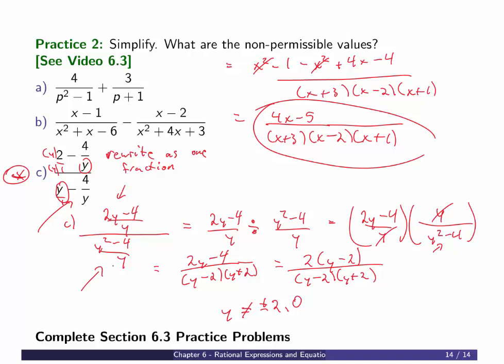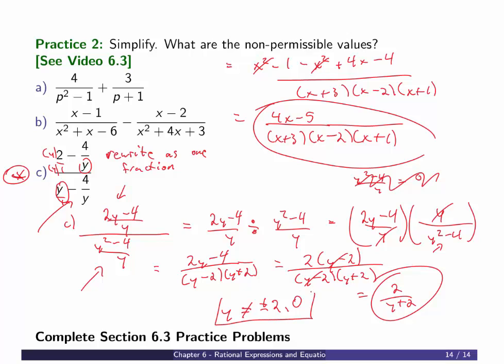Y can't be 0. I'm really looking at this guy right here, y squared minus 4y, and if you set that to be 0, okay, that's where a lot of problems can occur. Okay, so from here, y minus 2 cancels, and therefore 2 over y plus 2. That is your solution. Okay, and here are your non-permissible values. Okay, so that's basically it. So it's pretty straight up procedure. Just find the LCD and go from there. So work on the practice problems and then head on to section 6.4.